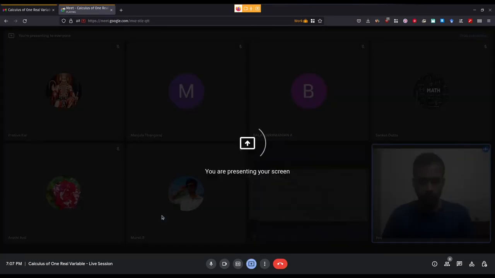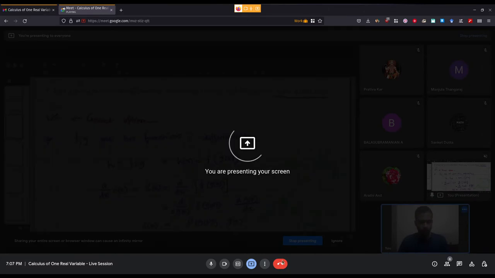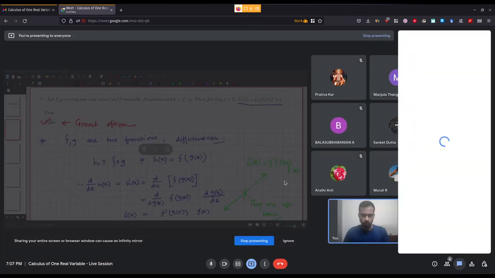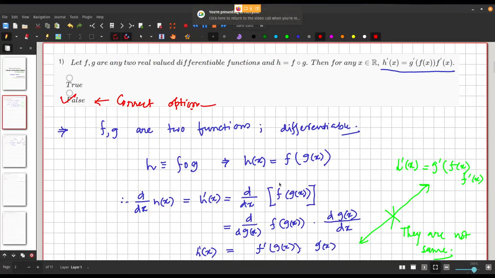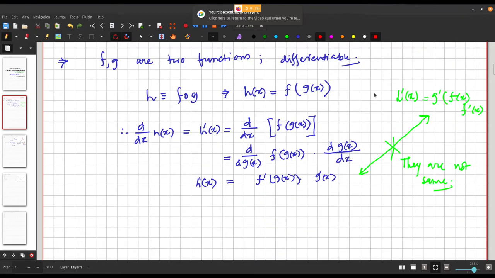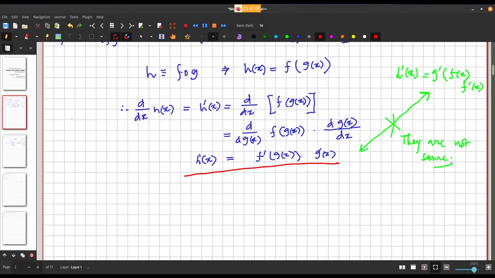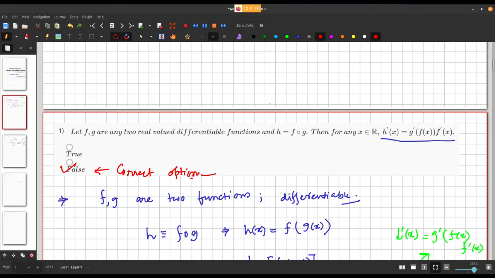My screen is visible now, right? So for the first problem, this expression is not correct. The correct expression is this one. So can anyone guess which definition of h will satisfy this expression? Can anyone guess?